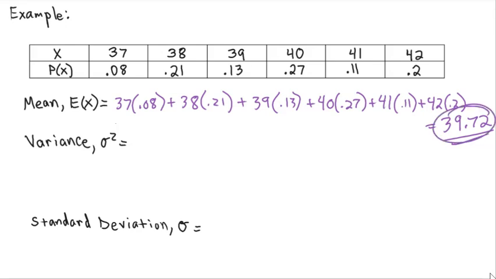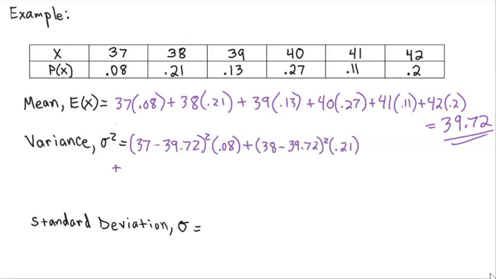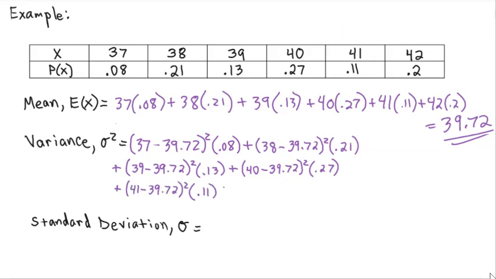And now we're going to use that number in calculating the variance. So what we'll do is we're going to take each one of these numbers, 37, we're going to subtract 39.72 and then square it. So we'll do 37 minus 39.72, then square it, and then multiply it by 0.08. Plus, now we'll do that with this one, and this one, and this one, and this one, and the last one. And then we'll equals, and now let's go to a calculator and try this.